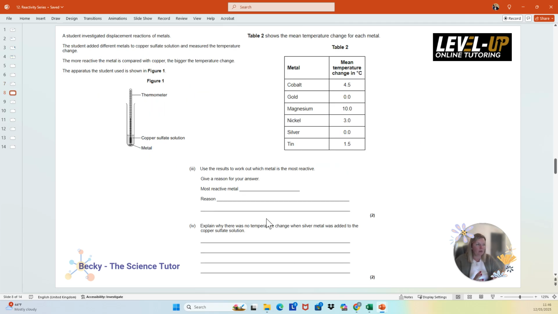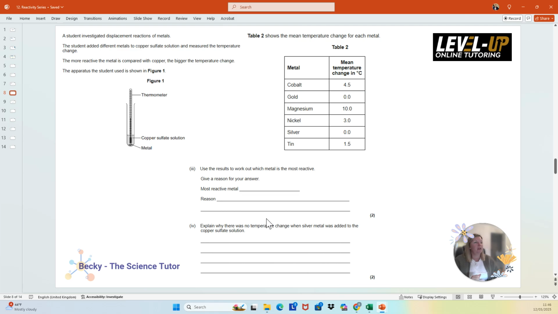Okay, so in this one we've got a similar idea. We've got temperature changes, but what we're going to do here is it then asks us to expand a little bit on this question. So why was there no temperature change when silver was added to it? So it's expanding that knowledge of, well, why did silver not do anything? It's because it's unreactive, but we'll get there, we'll have a look in a second.